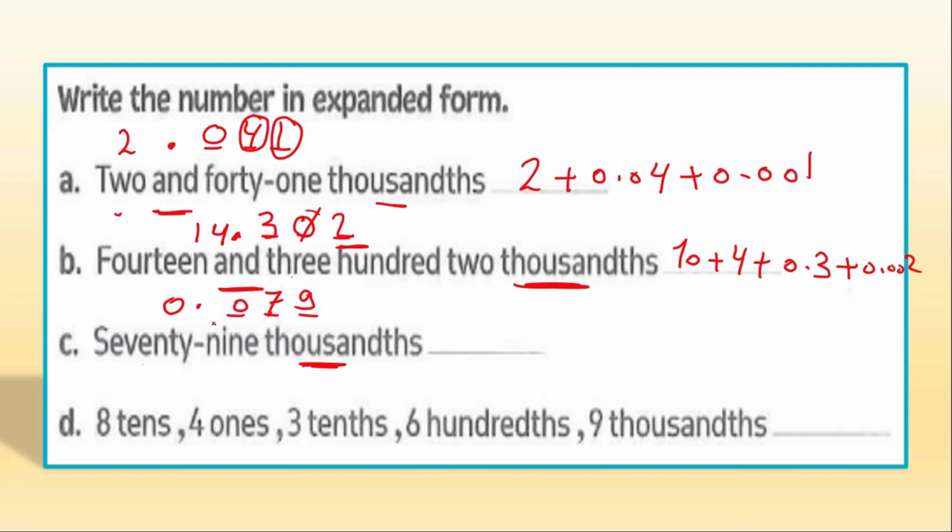Expanded form عندنا only 2 digits، 700 اللي هي means 0.07 plus 9 in thousands means 0.009. The last one: 8 tens, 4 ones, 3 tens, 6 hundredths, 9 thousandths.